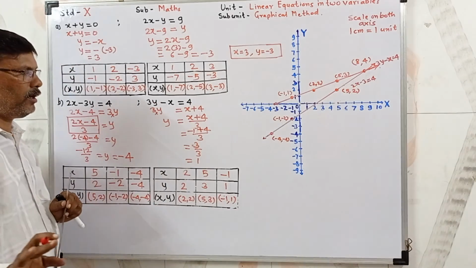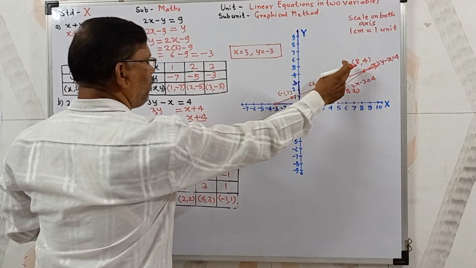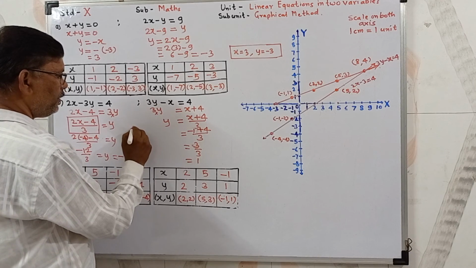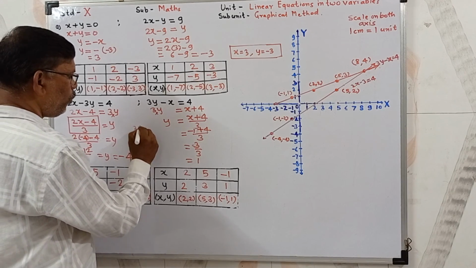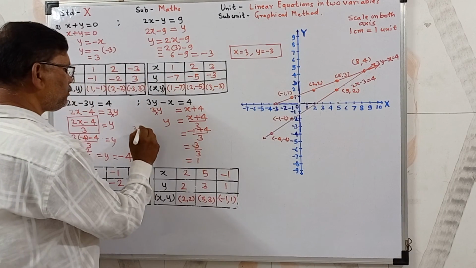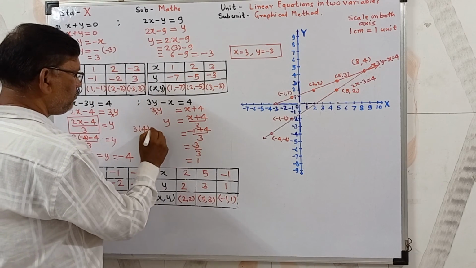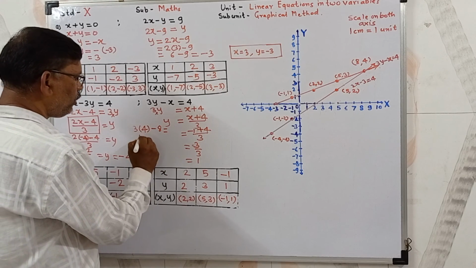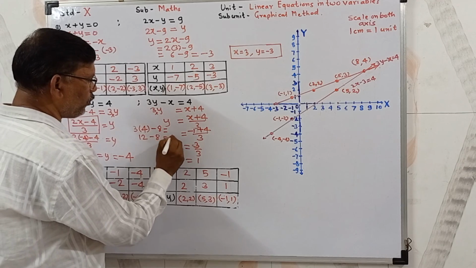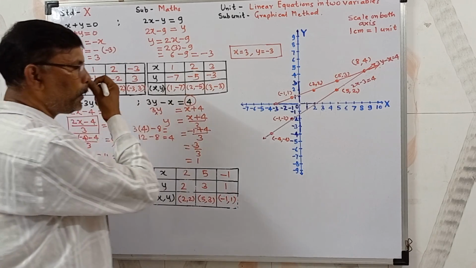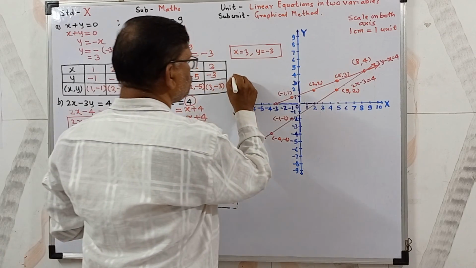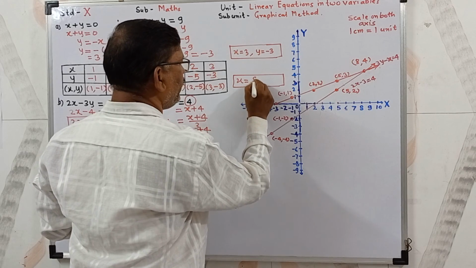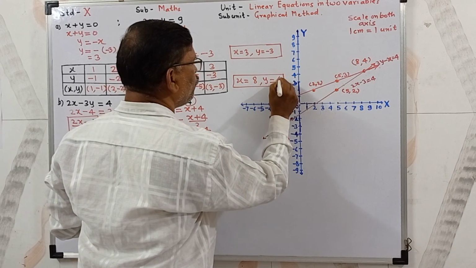Correct. Okay. Listen. The value of x is 8 and the value of y is 4. 3 into 4, 12. 12 minus 8 is equal to 4. Understood? So the values of x and y are x equal to 8 and y equal to 4.